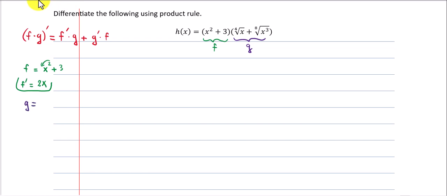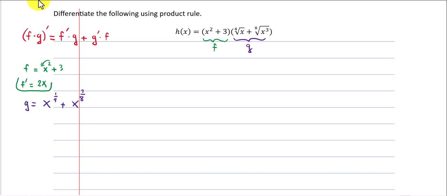In this case, we have to rewrite the function g in terms of the power for the exponent. I have the radical with the index 4 of x. That is the same thing as x to the 1 over 4 power. And then I have the radical index 8, x to the third power. That is the same thing as x to the 3 over 8.